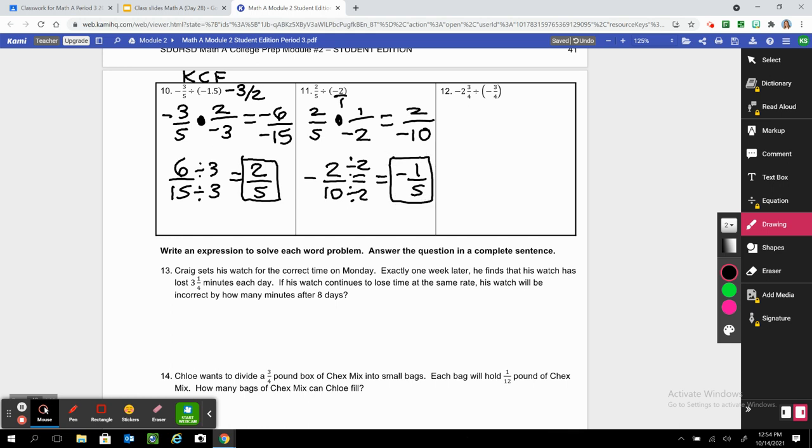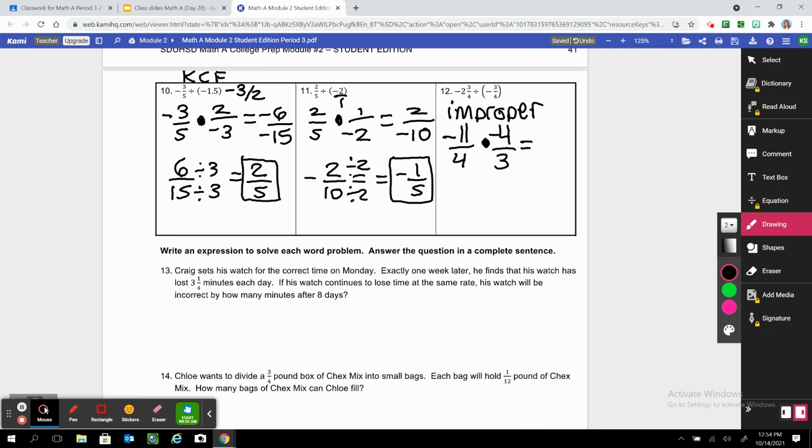All right, this last one for division, I have to change to improper if I want to do division. So first I'm going to change this to improper. So I'm going to change negative 2 and 3/4. I'm going to write that as negative 11/4 because 2 times 4 is 8 and 8 plus 3 is 11. Then I'm going to change division to multiplication, and then I'm going to flip this to a negative 4/3.